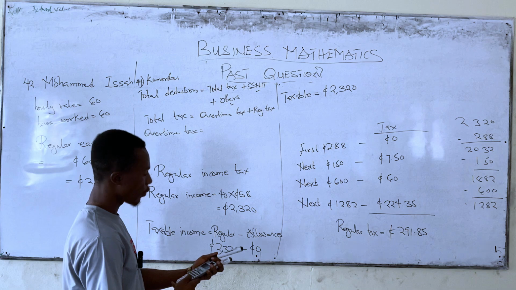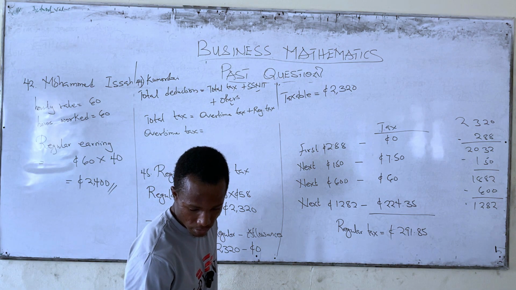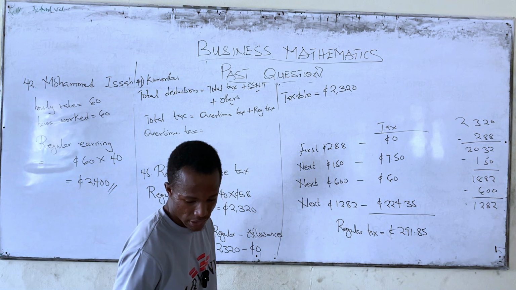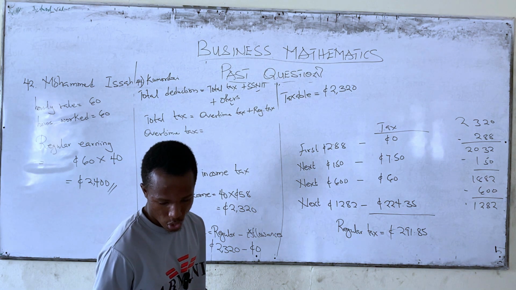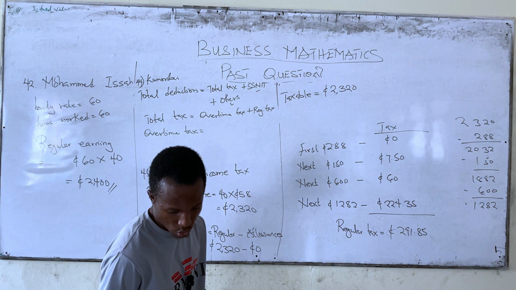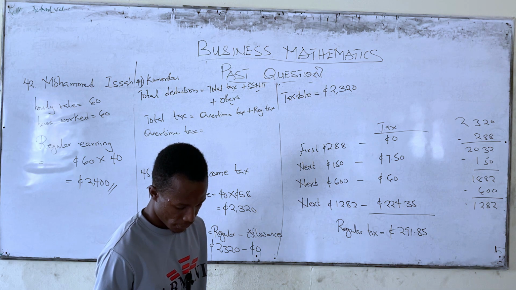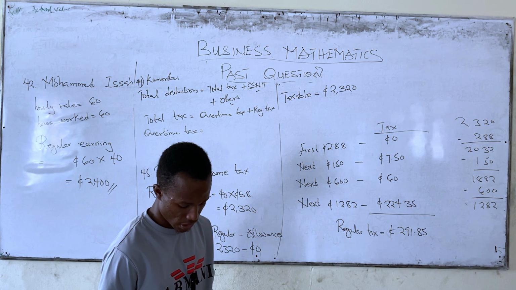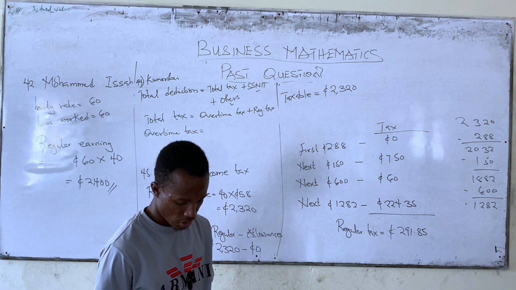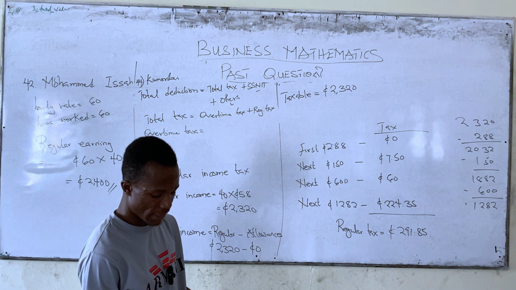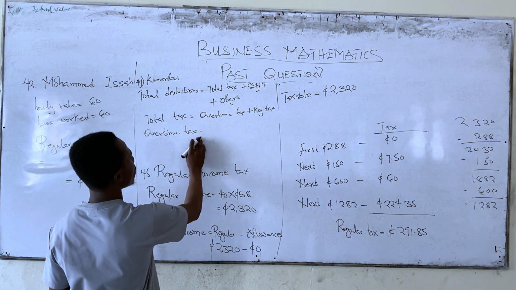The overtime income for him, the number of hours he worked, Kumoji's salary, is 62. So his overtime hours is 22, and the overtime rate is going to be 58 times 1.5. So the overtime income is 1,900.